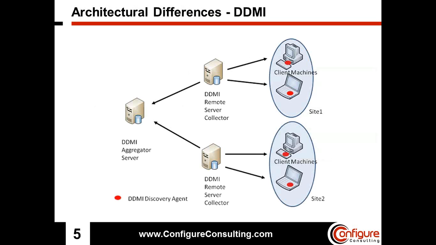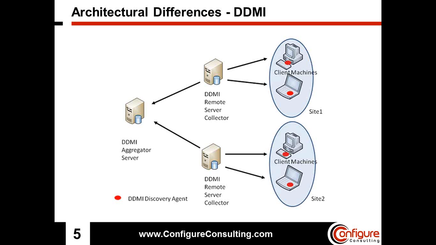First, a review of some of the architectural differences. From a physical perspective, the DDMI and Universal Discovery architectures look very similar. However, most of the differences are from a logical perspective. In a typical deployment setup, one or more DDMI servers act as both an aggregator and a collector for a given site or sites, and then write discovery inventory data to a local MySQL database for those respective sites.